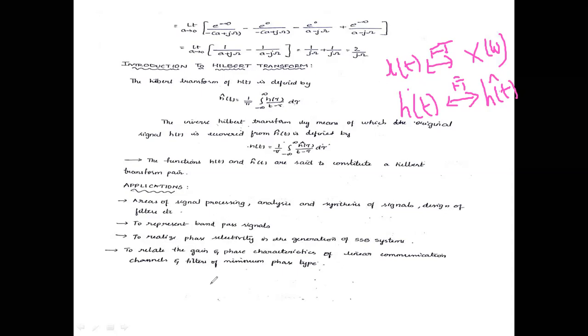And the properties also. The properties of the Hilbert transform: a signal x of t or h of t and its Hilbert transform h cap of t have the same amplitude spectrum and the same autocorrelation function. The energy spectral density is the same for both x of t and x bar of t. I am saying same amplitude spectrum. I will write on the whiteboard, my dear students, then you can understand.